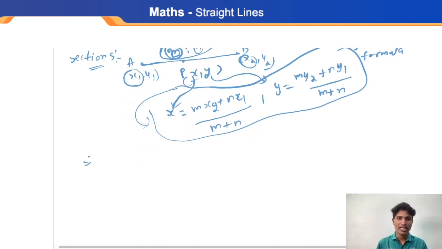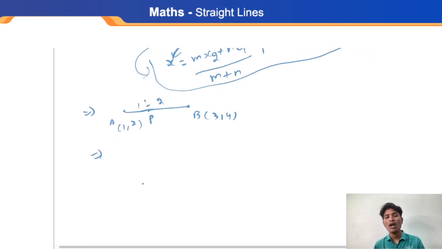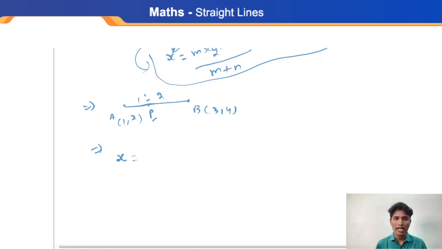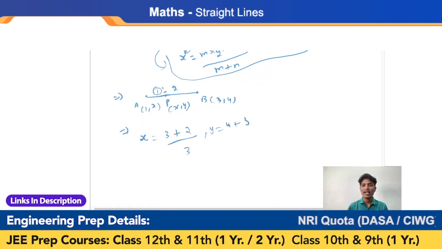Suppose they ask a question like this: there is a point A which is (1, 2) and another point B which is (3, 4). Find the point P which is dividing in the ratio 1 is to 2. How do you do it? You have to solve x is equal to opposite multiplication: 1 into 3, that is 3, plus 2 into 1, that is 2, divided by m plus n, that is 3. And y is equal to 1 into 4 plus 2 into 4, that is 8, divided by 1 plus 2, that is 3.